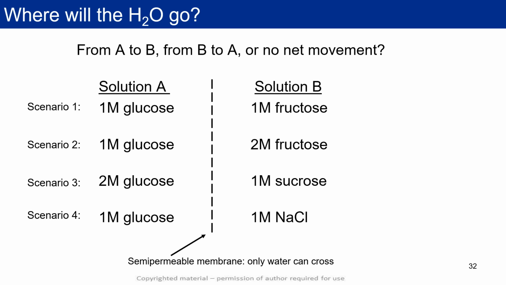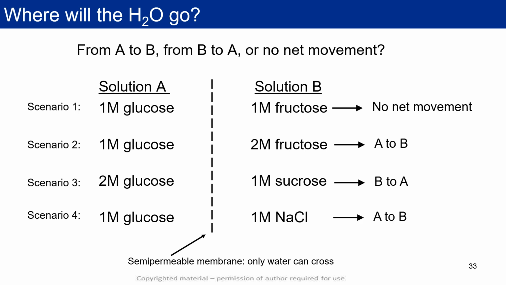Here is the last scenario. In this case, the concentrations are the same, but what do we know about sodium chloride when it is dissolved in water? It ionizes and you get sodium and chloride ions. In this case, solution B has twice as many dissolved entities, or higher solute, than solution A, and water will move from A, high water, to B, where water is low.